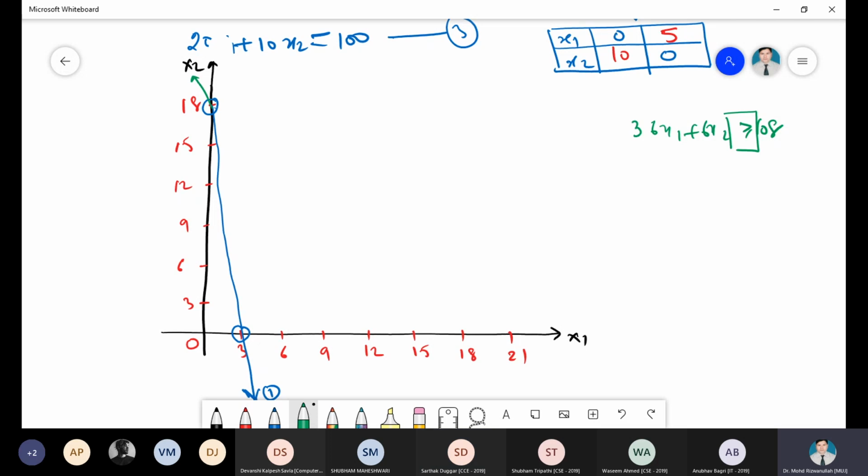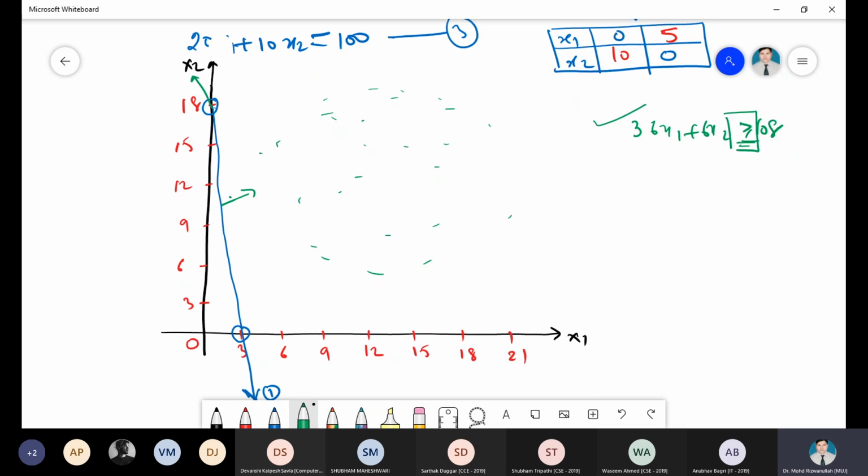So this is the greater than sign. That means we should make the shading above this line, because when you take any point in this region, this is your feasible region for equation 1. Any point we can take, this will satisfy this inequality constraint.